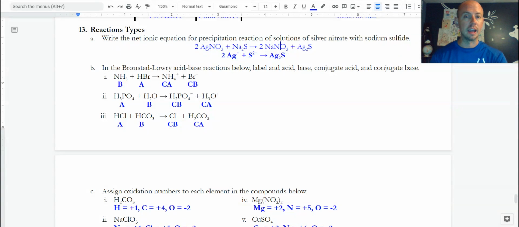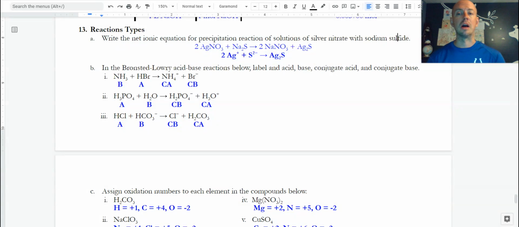And you might write out your molecular, you might even write out a complete ionic. But once you get enough practice on this, you would see, well, nitrate can't be it. Sodium can't be it. So it has to be silver combining with sulfide to make this. So we've seen this a few times, and we're going to keep practicing and repeating that.